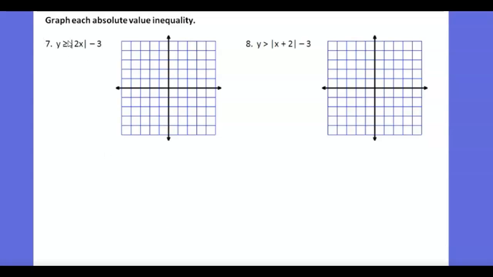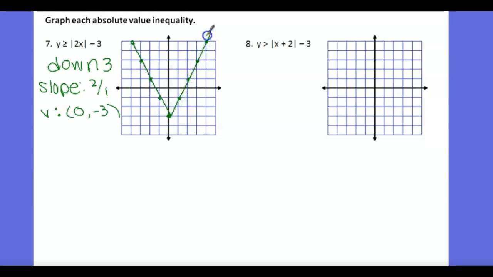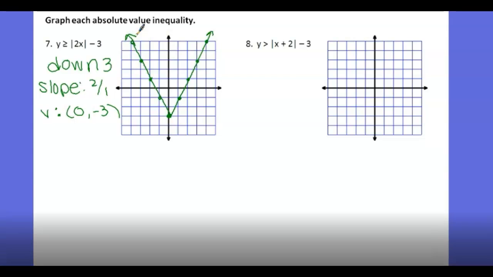So looking over here at the very first example, we have y greater than or equal to the absolute value of 2x minus 3. So the a value is our 2, and the x minus 3 tells me that we are shifting or translating this graph down 3 units. So our vertex is going to be 0, -3. So we're going to plot our vertex.